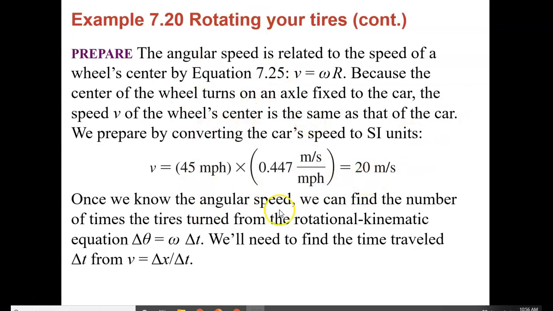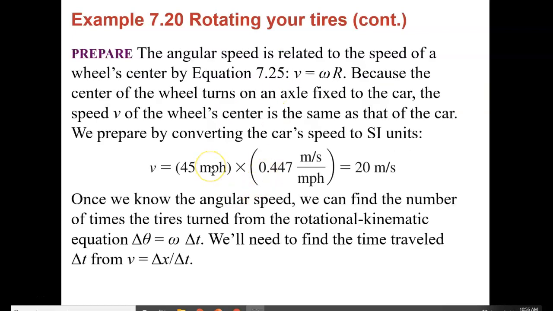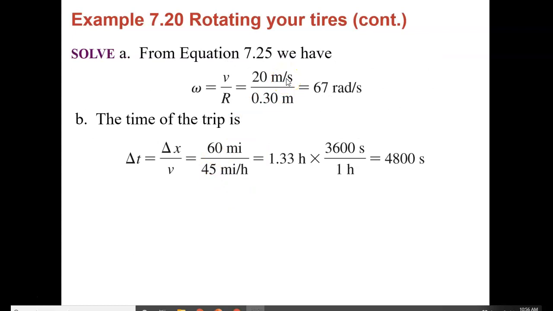Once we know the angular speed, we can find the number of times it turned from the kinematics equations. So we have displacement equal to angular speed times time, and we can find the time traveled. Angular speed is linear velocity divided by radius. Linear speed is 20 meters per second, that's 45 miles per hour converted into meters per second, divided by your radius of 0.3 meters. So you have an angular speed of 67 radians per second.